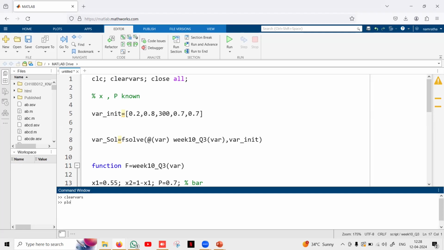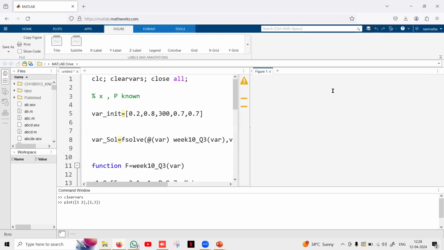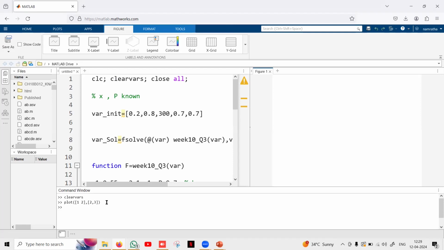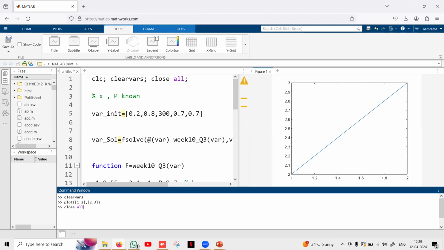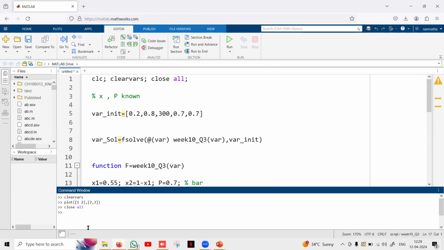And close all. If I have something like a plot already, plot 1, 2, 1, 2, 3, and if I go for the entry close all, then my plot will get closed. So right now, all these functions are for that.